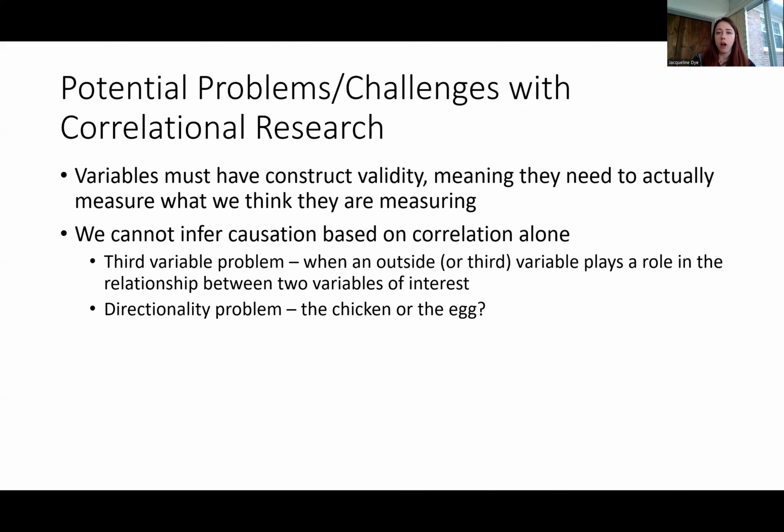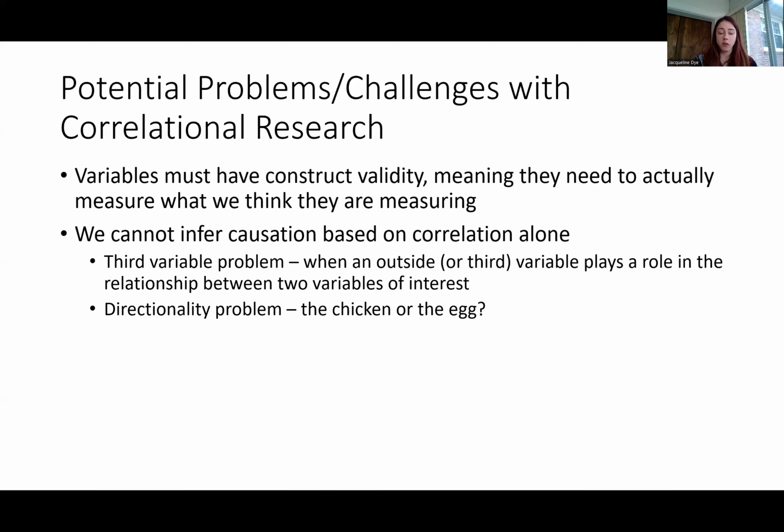There are some potential problems and challenges with correlational research. As you can imagine, in experimental research, like we talked about, there's so much control. The researcher has all this control over these variables, and that allows for more valid research. If it's generalizable, that's kind of another story. But the opposite is true here.